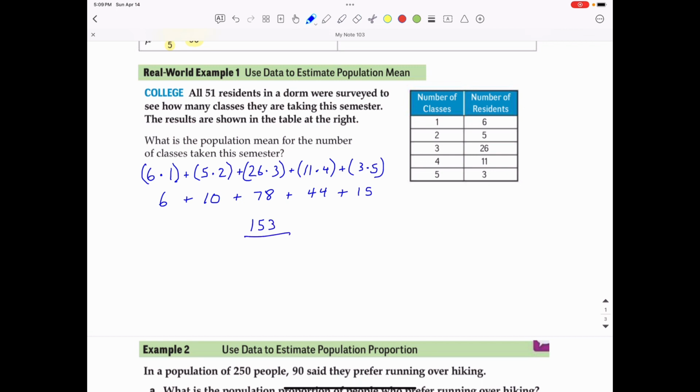And then we're going to divide that by the number of residents, and the number of residents, as said in the original problem, was 51. That is the same number in the number of residents column. So we take 153 divided by 51, and we get 3. So we can say that the population mean, there's my best Greek letter mu, equals 3.